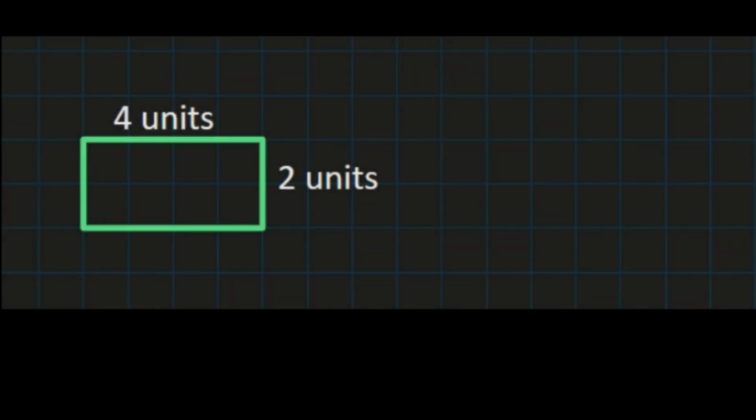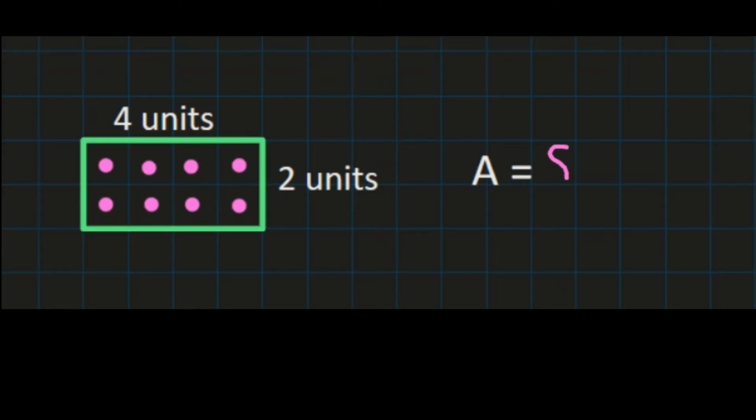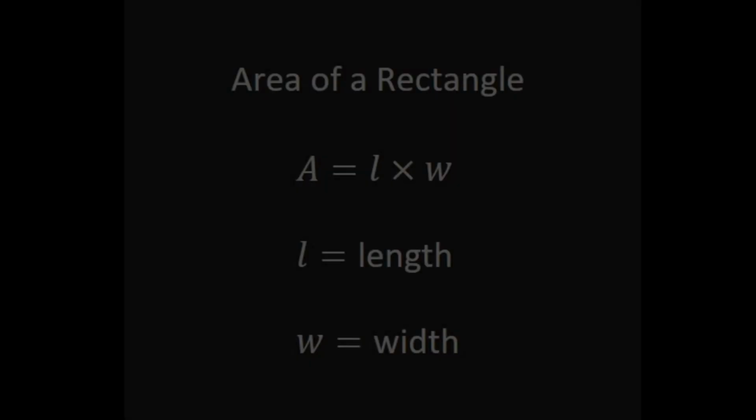So if the shape that you're given is simple enough and drawn on some kind of grid, you can find area simply by counting the square units inside your shape. So in this rectangle, we have 1, 2, 3, 4, 5, 6, 7, 8 square units inside of our rectangle. So our area is 8 units squared. But most of the time, you're going to want to use the formula to solve for area.